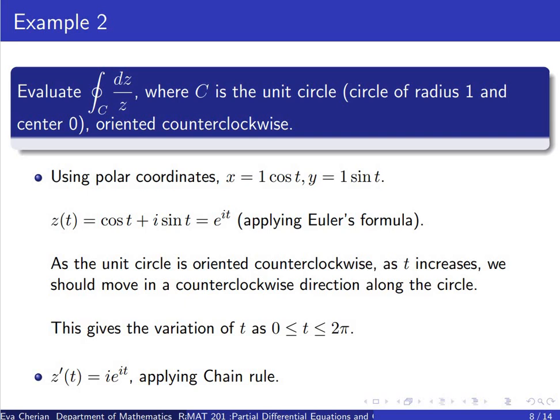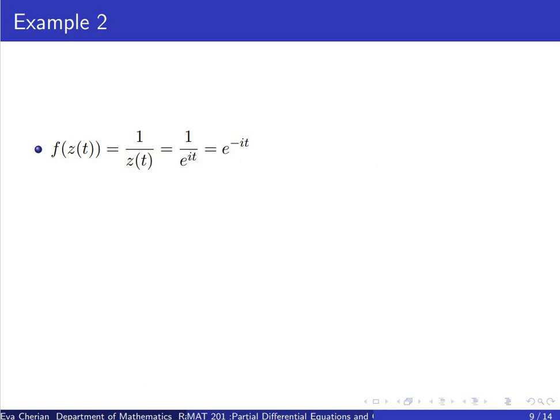Then the next step is evaluating z dash of t. z of t is e raised to it. If we apply the chain rule, z dash of t is i e raised to it. The given function f of z is 1 by z. So again substituting the parametric representation of z, f of z of t is e raised to minus it.